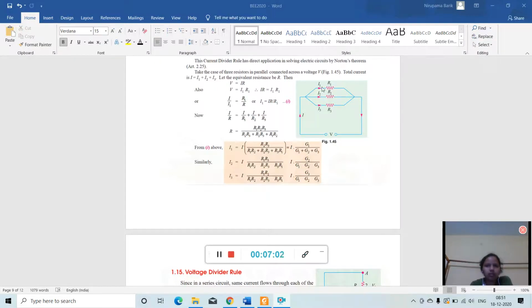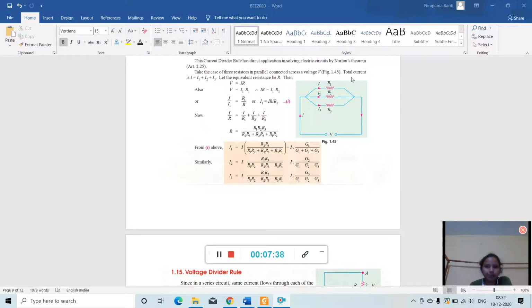Here, see in this diagram, three branches of resistances are connected in parallel, with resistances R1, R2, R3. In each branch the current is I1, I2, I3. The overall total current is I. The total voltage applied across this circuit is V. So how do we find the individual currents I1, I2, I3 across these branches? Here it is three resistances connected in parallel, whereas in the previous one, two resistances were connected in parallel. So see, three resistances in parallel connected across a voltage V.